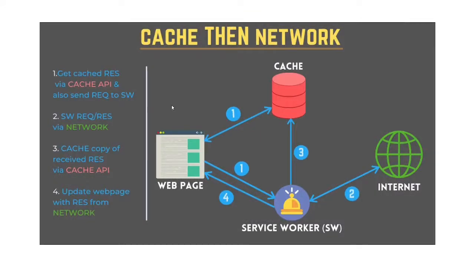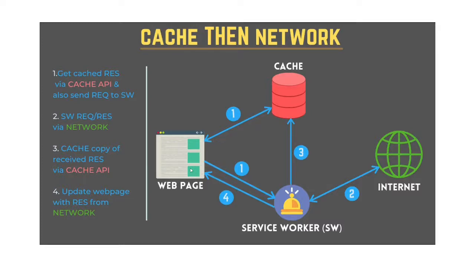So cache then network. Here you see that in the first step, we have the request to the cache and also the request to the service worker. So this will be the network call and this will be the normal cache request. The web page will be readily updated with whatever response we get from the cache. And then once we get the response from the internet, the service worker saves it to the cache as well in step 3, so that it's available for any future requests, avoiding the network call. And once it's added to the cache, it then sends the response back to the web page.